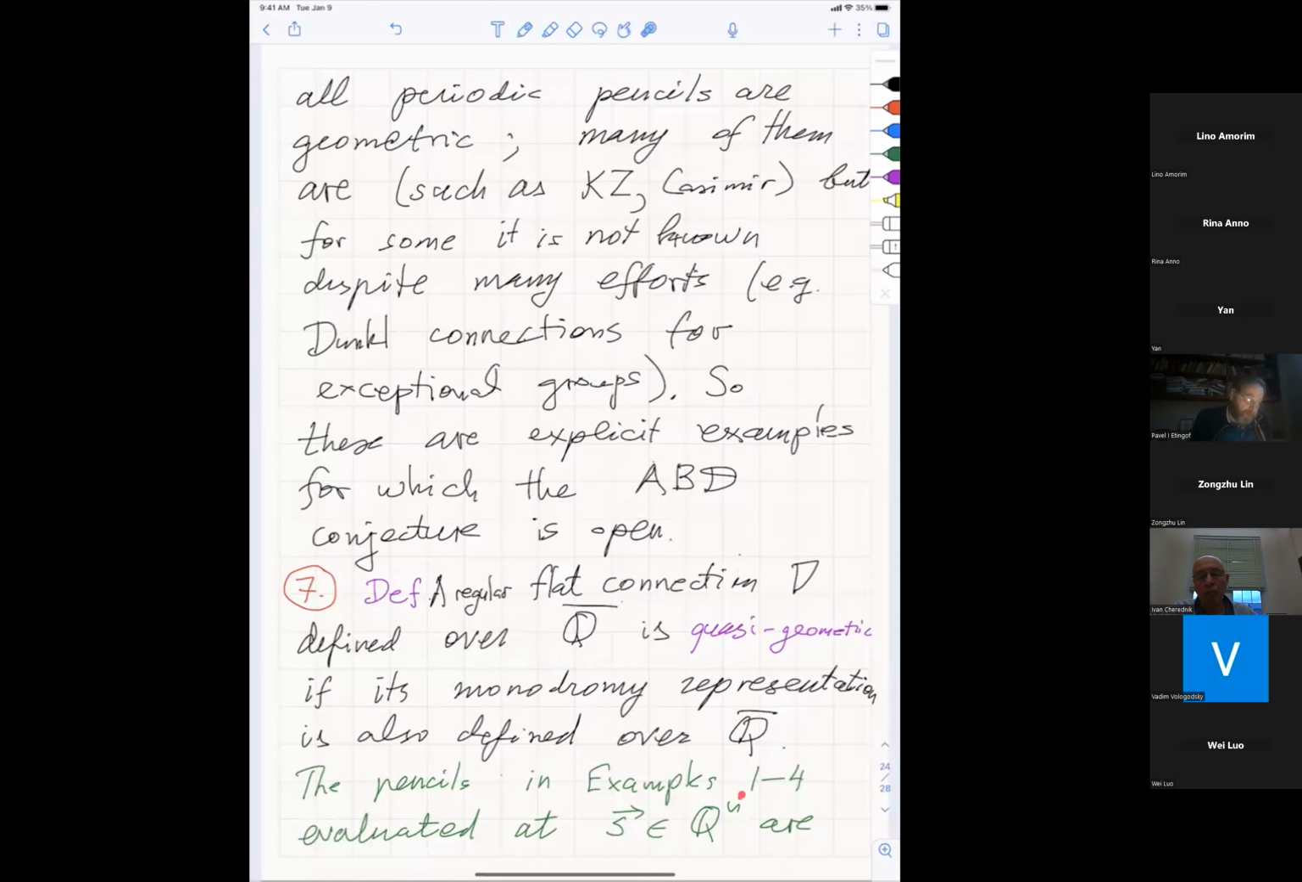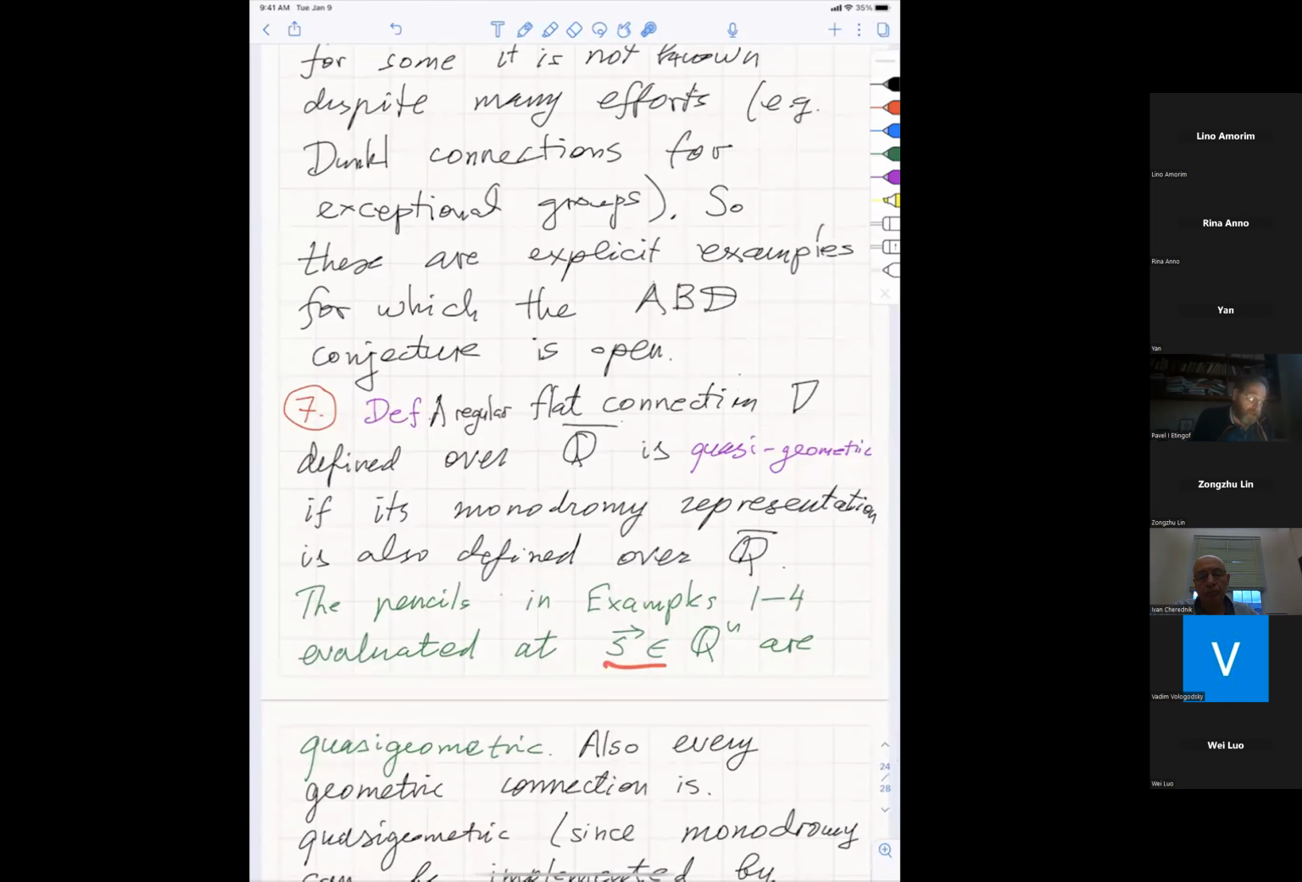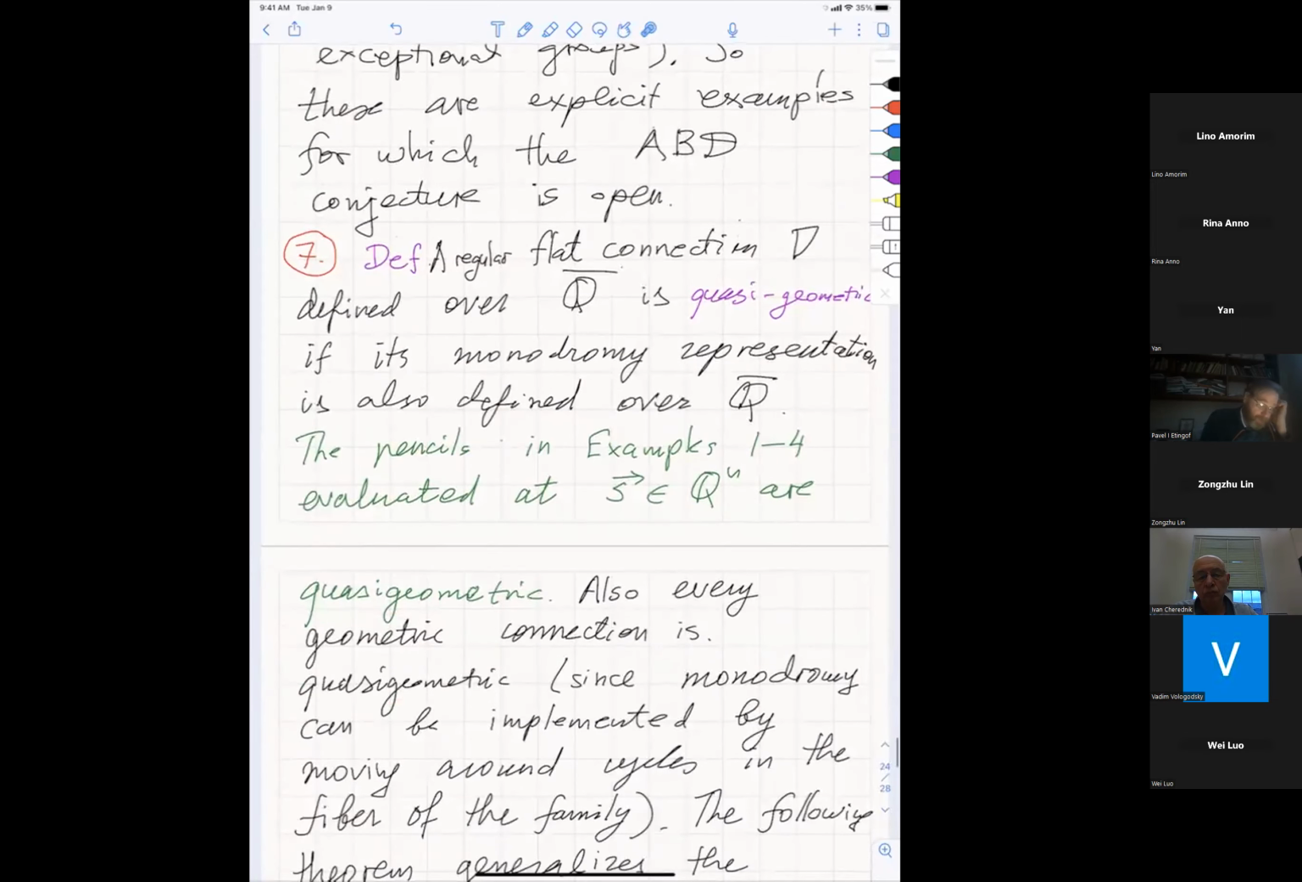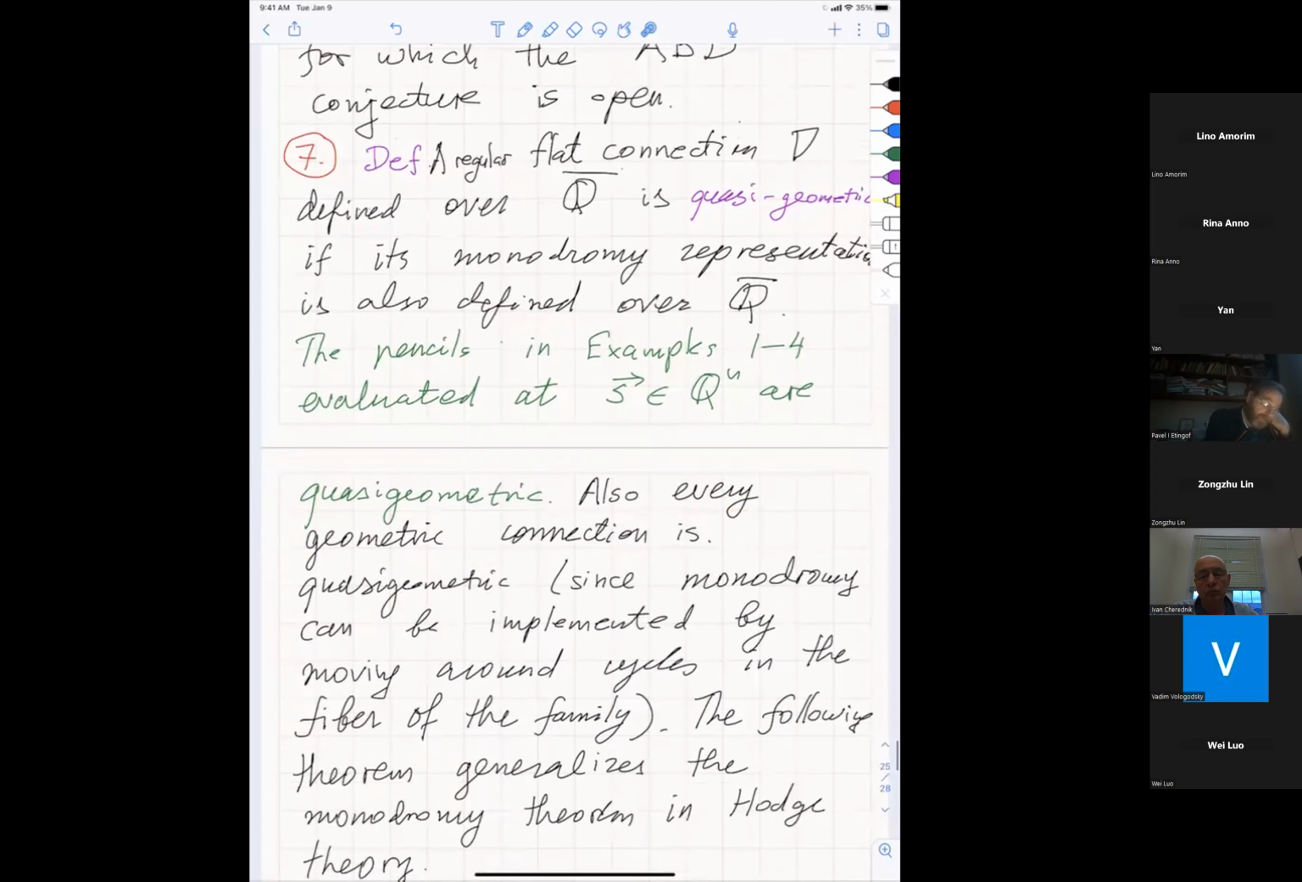So pencils in examples 1 through 4 evaluated at rational points are quasi-geometric. We know that because we know their monodromy. Monodromy is expressed in terms of q, which is a root of unity, and so it's quasi-geometric. And also every geometric connection is quasi-geometric, since monodromy can be implemented. If you have a geometric connection which comes from Gauss-Manin, then you have integral formulas, and when you go around a loop on the base, the cycles in the fiber on which you integrate restructure, but that happens in cohomology over Q. So the monodromy representation is defined over Q, but if you take a direct summand, it's defined over Q bar.